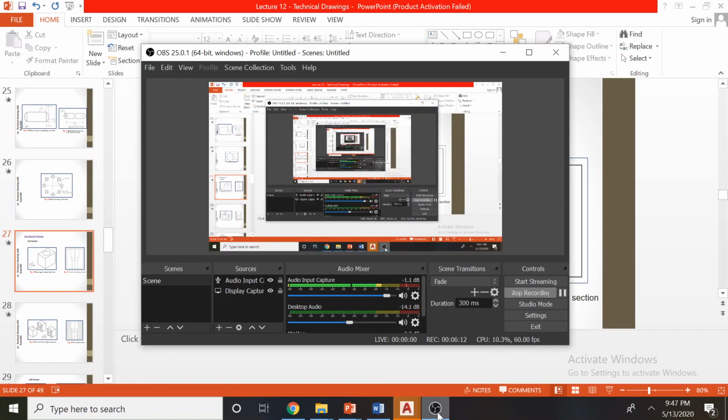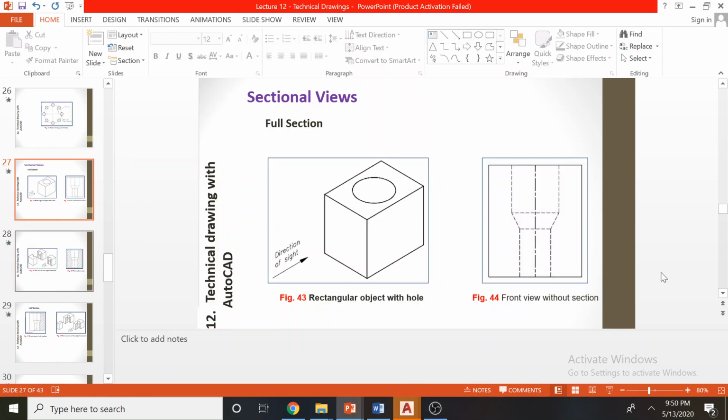Now we'll quickly look at the fundamentals of sections. Now we'll look at the theory behind sectional views. So why do we need sections first of all? When you try to draw an object without sections, what is happening? So now there is some cut inside this cube.